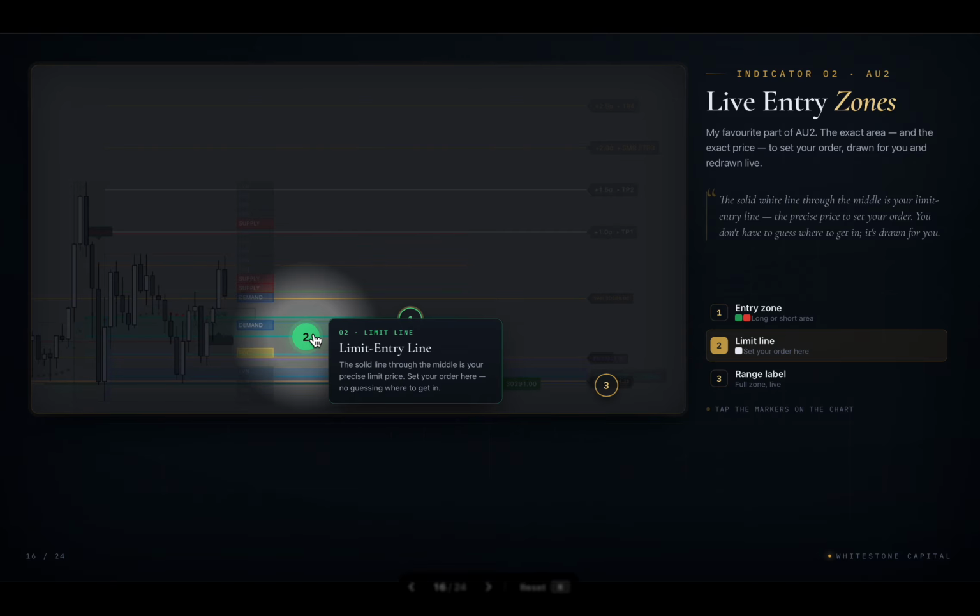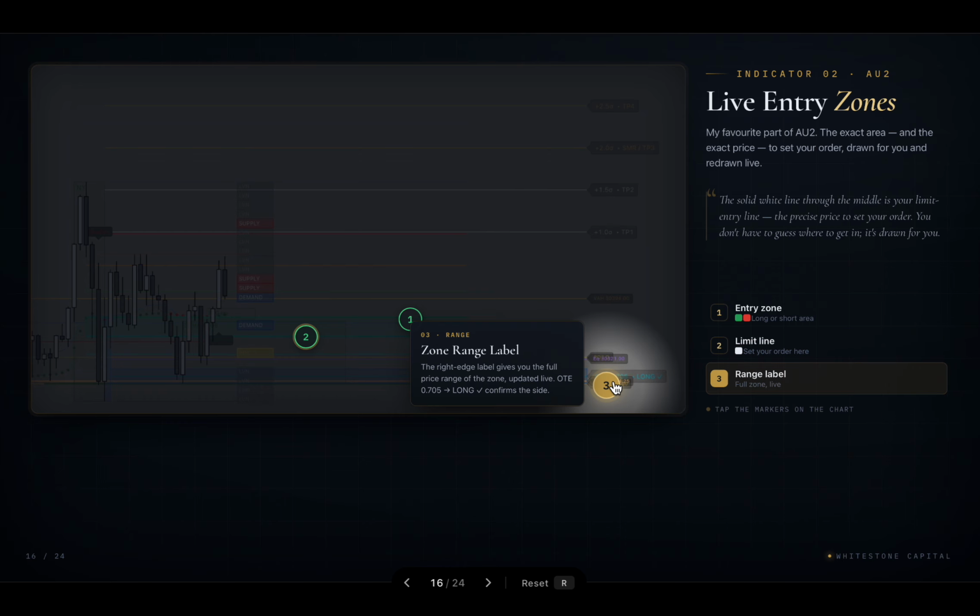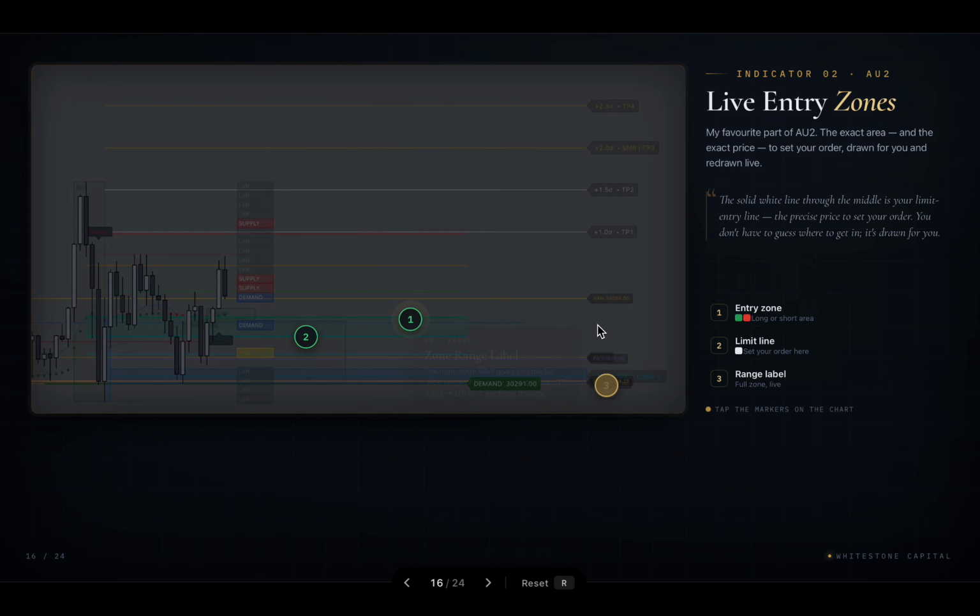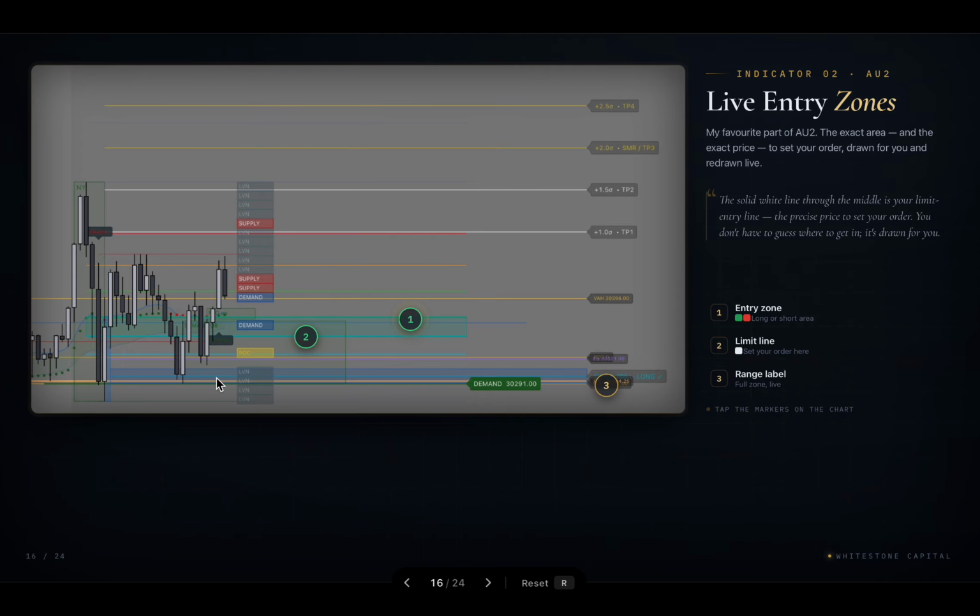The solid line through the middle is your limit entry, the precise price to set your order. And the label on the right gives you the full price range of the zone. You don't have to guess where you're getting in. It's drawn up for you. All you have to do is put in your limit order, and you can enter these longs just like we did.